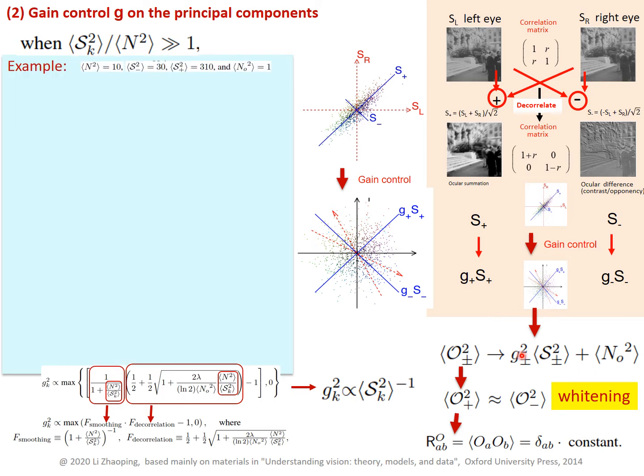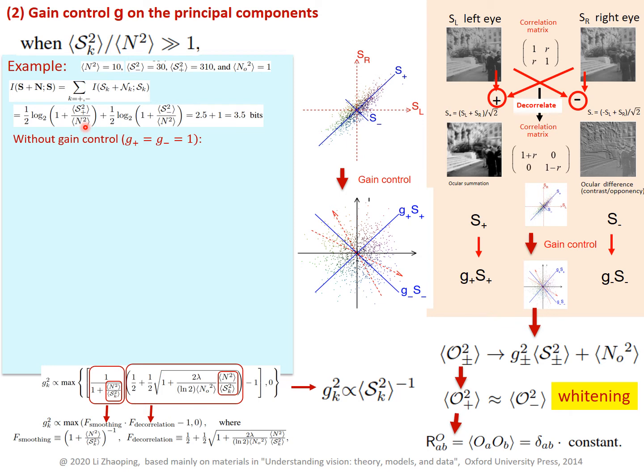Let's look at an example with these values of noises and signals. We see that the signal to noise ratio is much larger than 1. Let's first calculate the information available at the input level, and it's a sum of the information in the summation channel and the difference channel. Plugging all these values, you can calculate, it comes to 3.5 bits. Most of it, 2.5 bits, is coming from the summation channel, as expected.